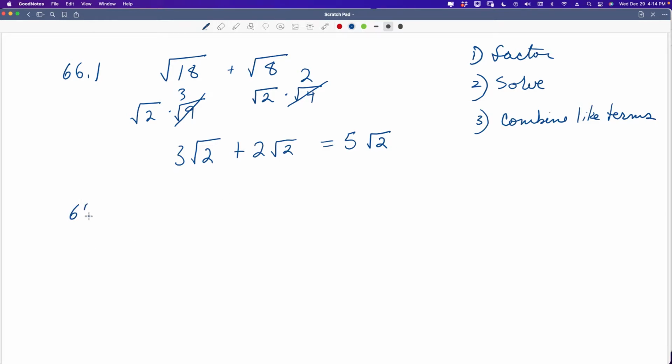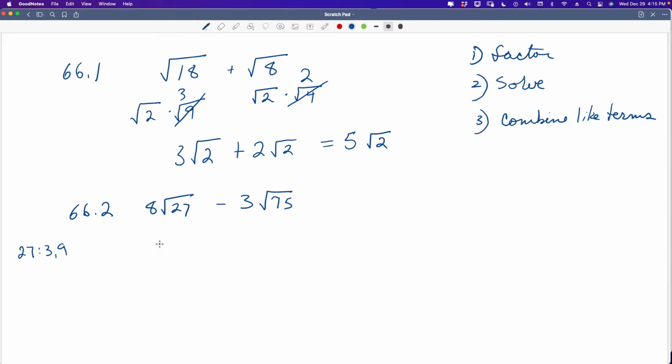Let's do 66.2, see what we got. All right, this says 8 times the square root of 27 minus 3 times the square root of 75. All right, so I'm looking at 27. I'm thinking about the factors of 27. The factors of 27 are 3 and 9. And I know that 9 is a perfect square. It's 3 times 3, right?